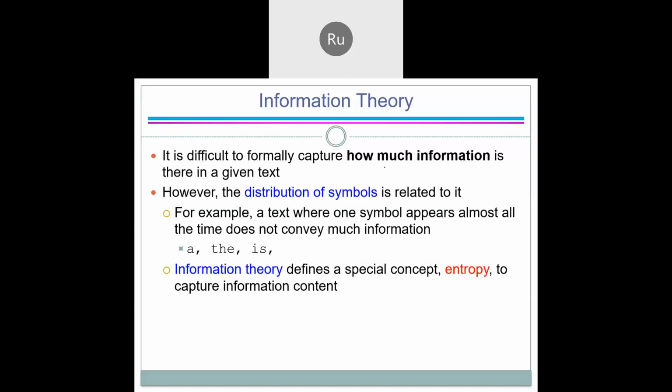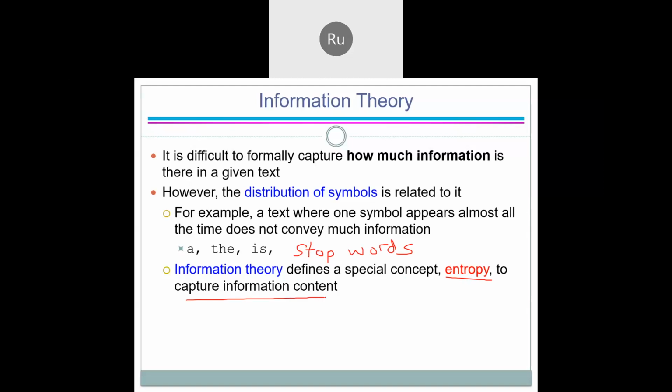This is what we call the stop word, right? They are saying that terms that always exist or exist more frequently carry less meaning. This is what they call the stop word. So the more frequently used, the less meaning they carry. This is because of the entropy. Information theory defines a special concept, entropy, to capture information content.